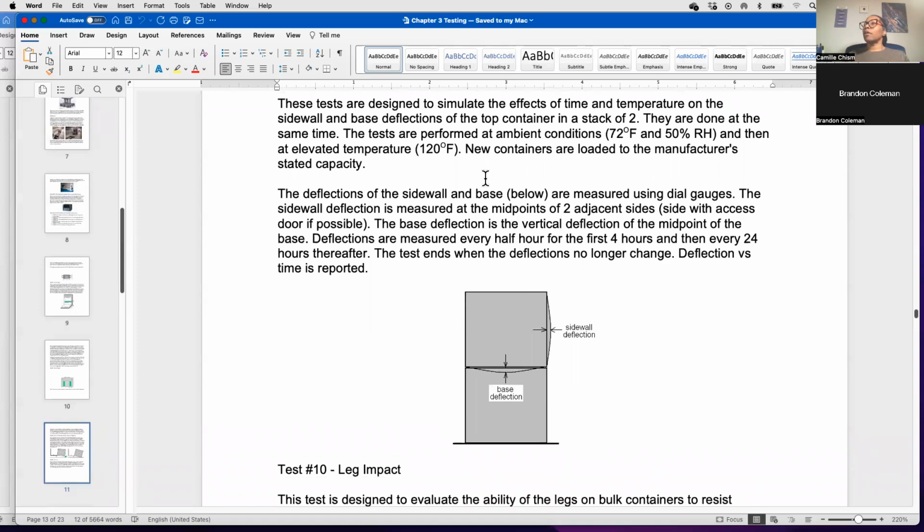For this one, you start off at 72 degrees Fahrenheit, that's standard temperature, and then it gets elevated up to 120 degrees because that seems pretty hot. Well, maybe not now because of all the heat waves we're having, but 120 degrees is a good guideline for a plant that is not air conditioned in a warm part of the world. It's not unreasonable for a building to get up to 120 degrees in the summertime if it's not air conditioned.